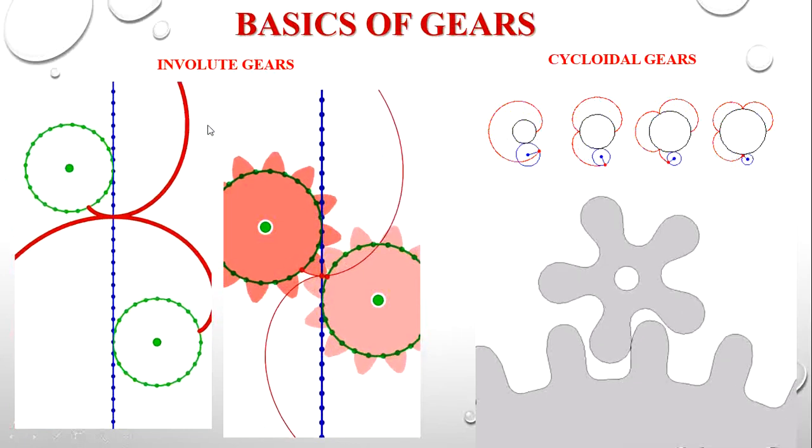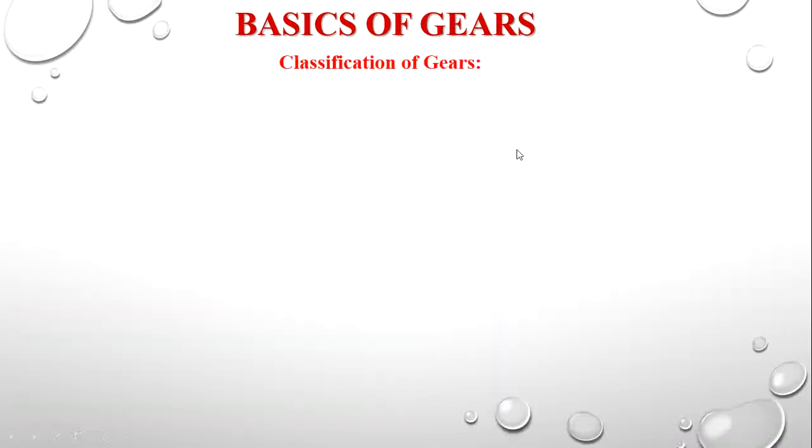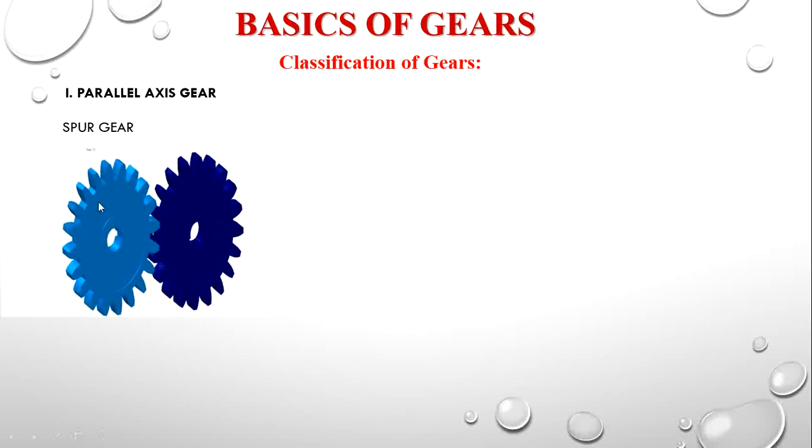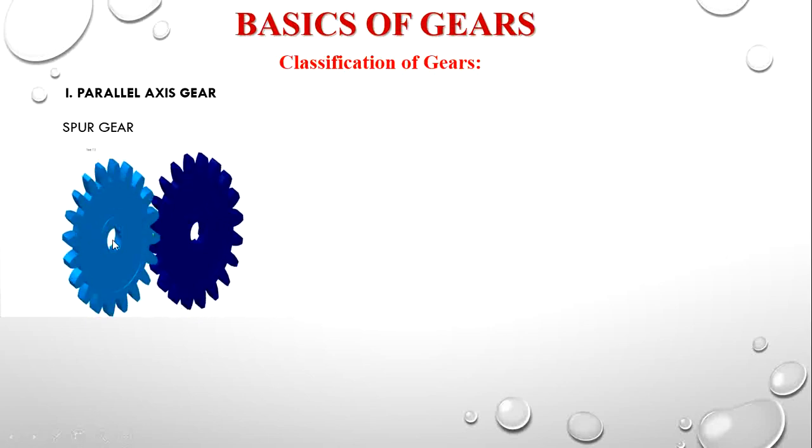Now this is about involute gears and cycloidal gears. Now we'll go on to some classification of gears. How are gears classified? There are various types of gears, among which we'll look at a few classifications here. Parallel axis gear: whenever two mating shafts have parallel axes, that is called a parallel axis gear. For example, the spur gear. In a spur gear, the gear teeth and axis are straight.